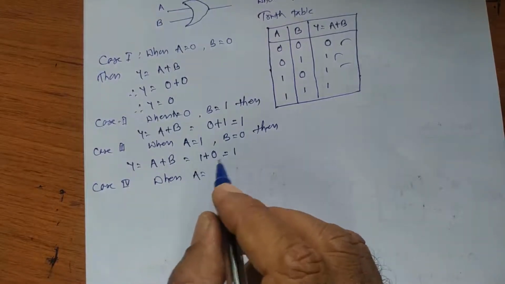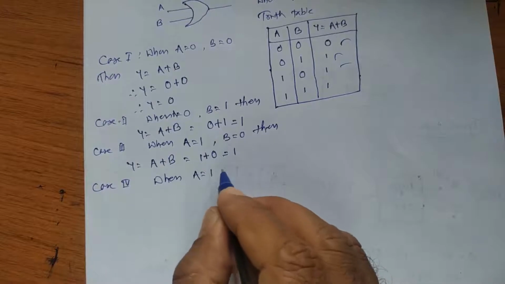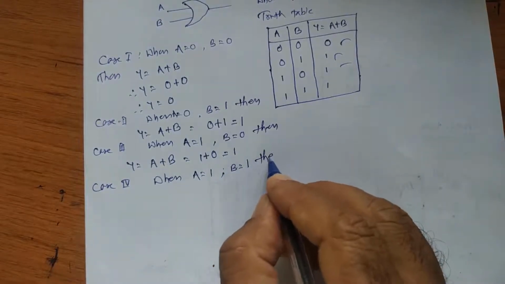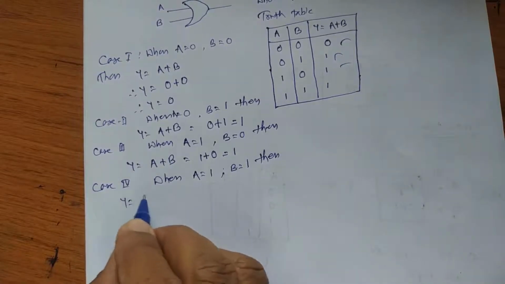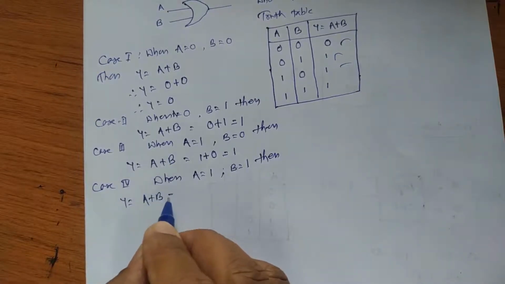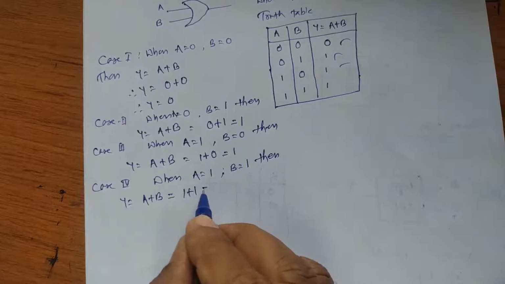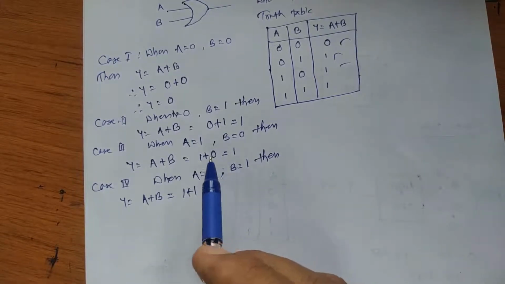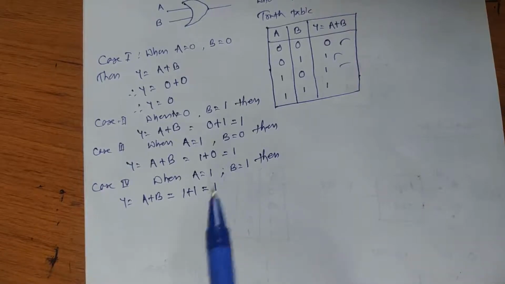A is equal to 1, B is equal to 1, then Y is equal to A plus B is equal to 1 plus 1 is equal to 1. Plus means it is an ORing function. Plus is indicated for ORing functions.